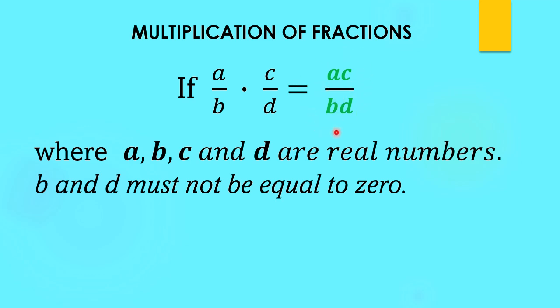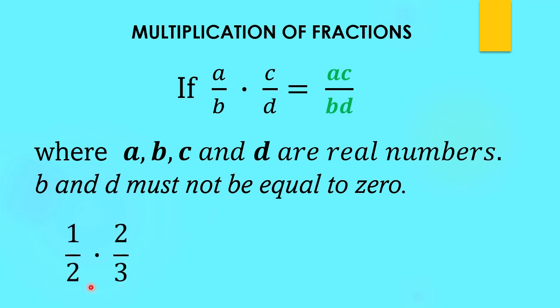So how come the product of A over B times C over D is equal to AC over BD? We multiply numerator to numerator, then denominator to denominator. So that's the rule in multiplying two fractions, where A, B, C, and D are real numbers. And take note, B and D must not be equal to 0. Otherwise, if they are equal to 0, then our fraction will be undefined. Okay? So let's have an example.